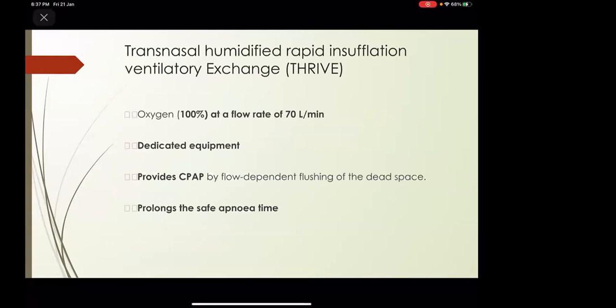I'll quickly touch upon Thrive. So Thrive is when you use an equipment to give 70 liters per minute of oxygen through the nose throughout till you secure the airway. It needs a dedicated equipment, but we have HFNOs nowadays because of COVID, so we can use them. It provides CPAP, prolongs the safe apnea time.